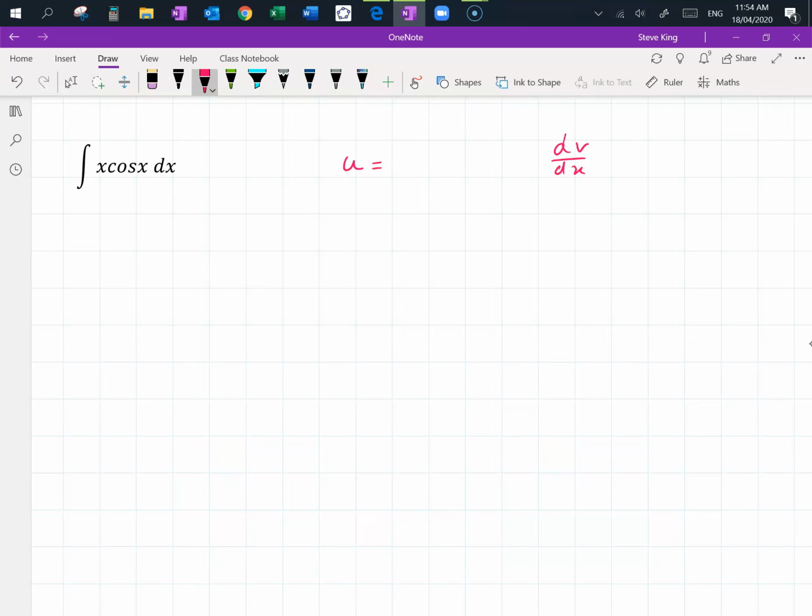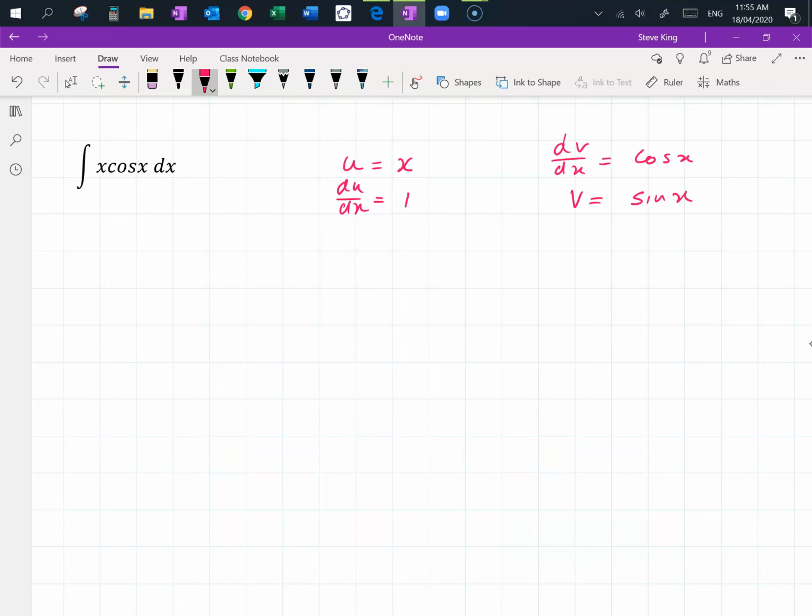Well, remember, I want to make the derivative of u as easy as possible. And there's nothing easier than deriving x. It's because I know that du dx is simply going to be 1. So in other words, dv dx has to be cos x. The question you then have to ask yourself is, what did I derive to get cos x? That's going to tell me that v is going to equal sine x, because the derivative of sine is cos.